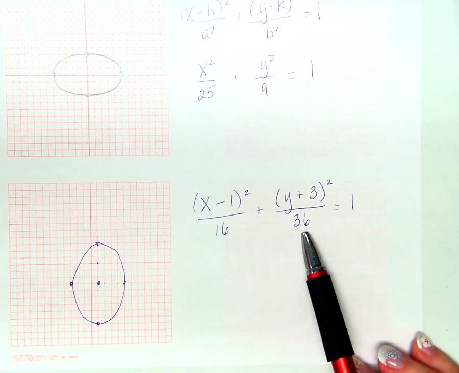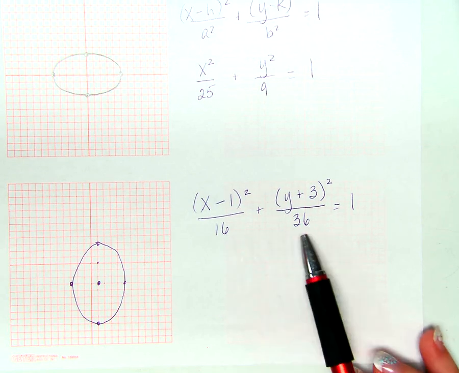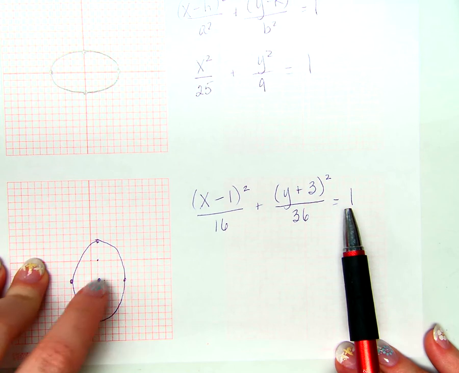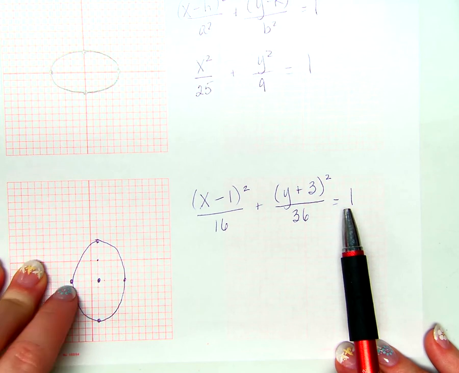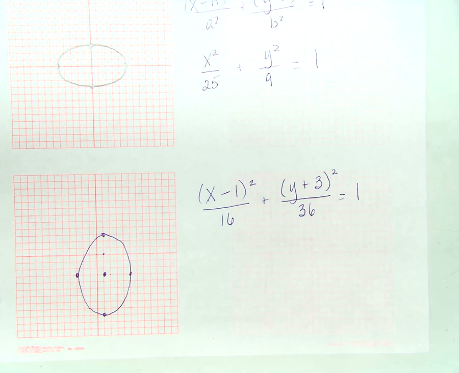A circle doesn't have any numbers under here, or if they do, they're the same. If this was 16 and this was 16, we'd go this way 4, up 4, and down 4, and we'd connect that. That would all be a circle. Hopefully that answers some of the questions from yesterday about whether ellipses and circles are the same.